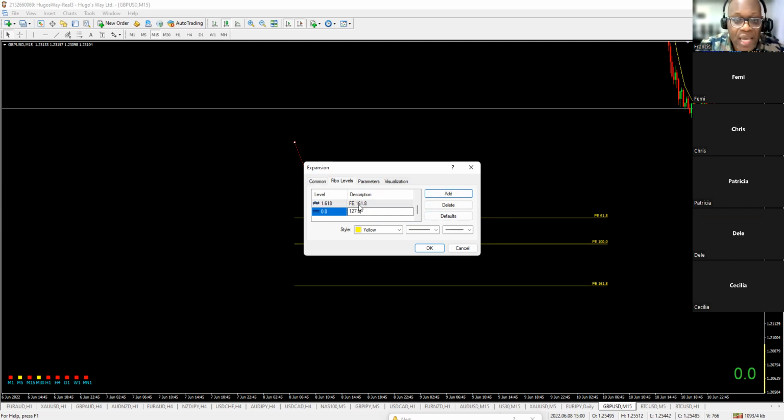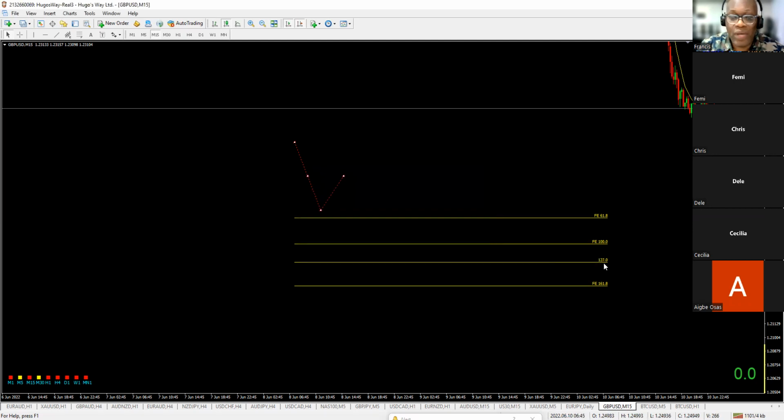The decimal point is here, 161.8. It is moved 2 decimal places to the left. So that's what you're going to do here. So if you come back here, it's 1.270. And then click on OK. You see it's going to add a new level here. Click on OK. Okay, it's added a new level here.